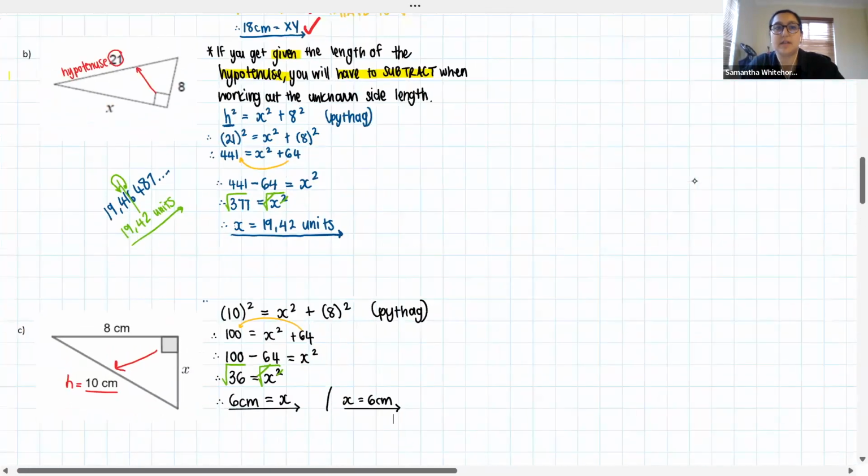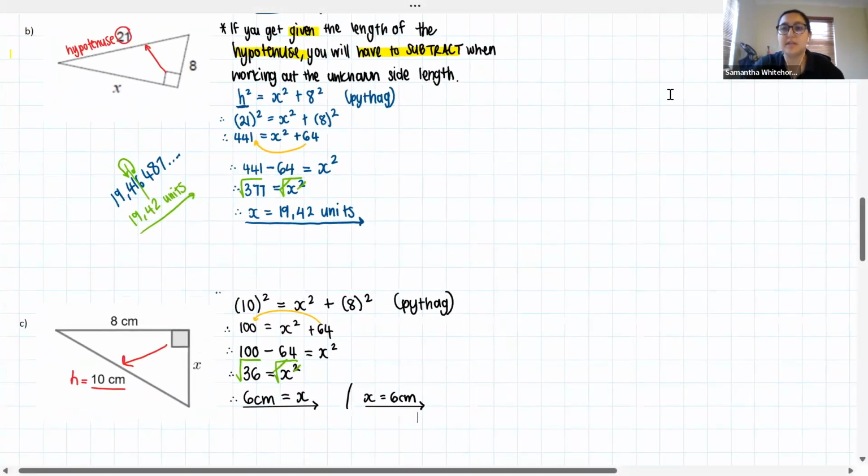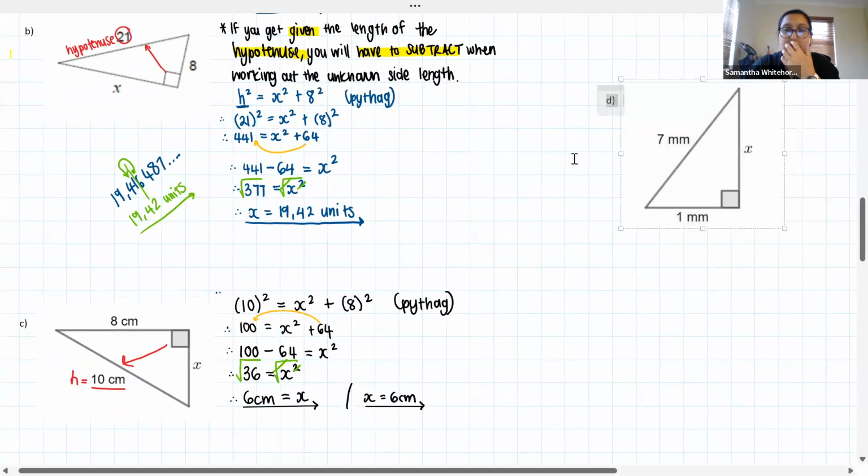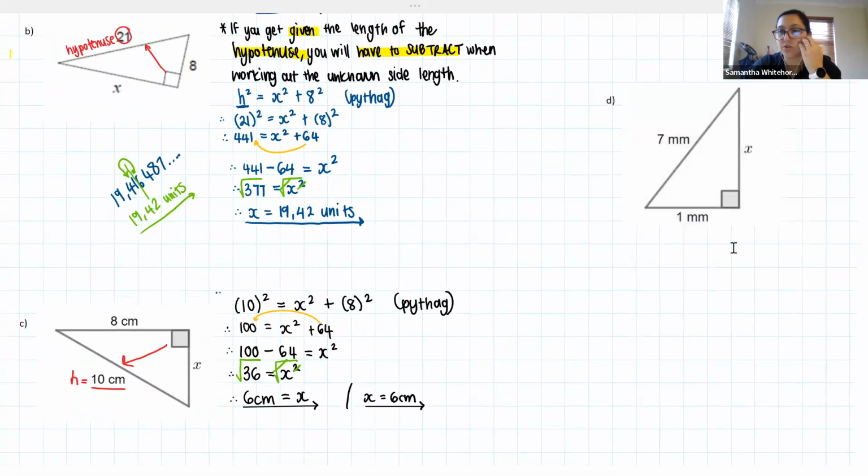So if you haven't taken a screenshot of B and C, let's do that now. Once you have your screenshots, I want you to try D that I've just put back up onto the screen here. So let's give D a try. When you are done, let's see what we end up with for X. So remember, first step, identify which side is your hypotenuse, and then you sub in according to the information you have.